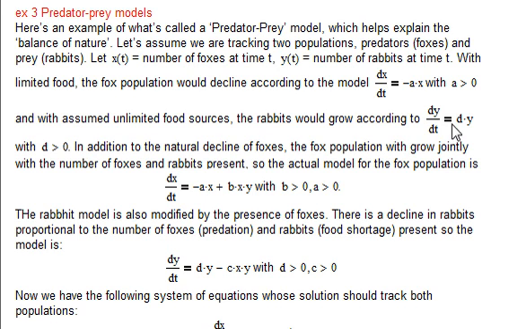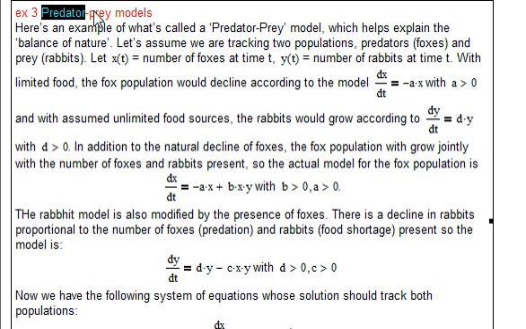A bit more of a challenging example would be another system, predator-prey models. It's an example of what's called a predator-prey model, which helps explain what's called the balance of nature. For example, if there get to be too many foxes, there won't be enough rabbits, so then the fox population will drop. When the fox population drops, there are going to be more rabbits. Then when there are more rabbits, the fox population goes back up again. It's amazing how this is all working as well as it does together.